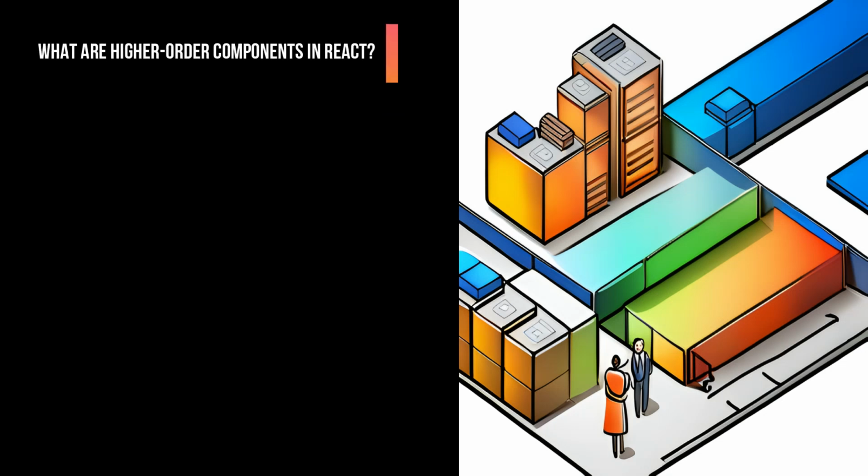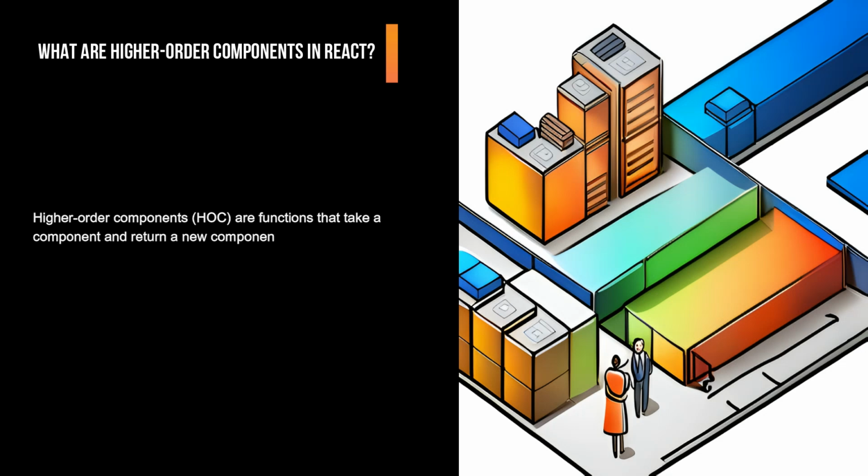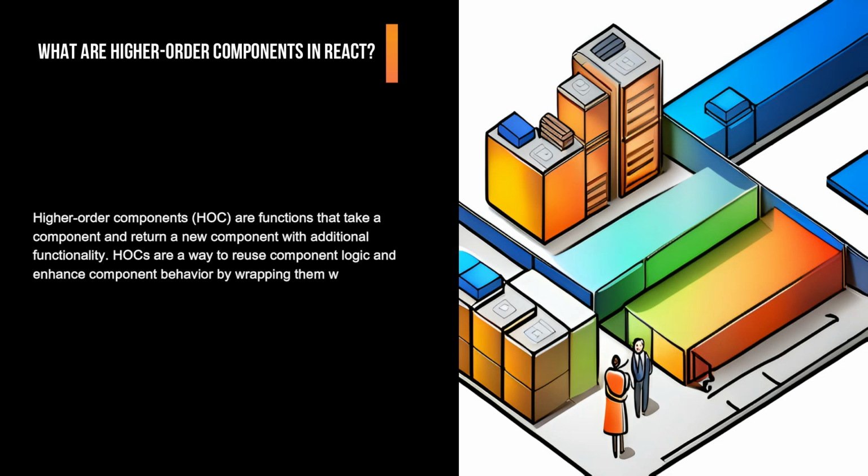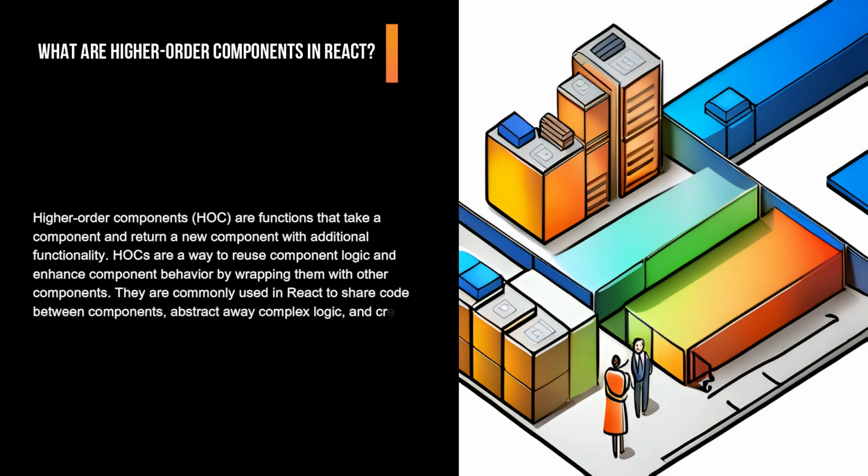What are higher-order components in React? Higher-order components, HOC, are functions that take a component and return a new component with additional functionality. They are a way to reuse component logic and enhance component behavior by wrapping them with other components. They are commonly used in React to share code between components, abstract away complex logic, and create reusable and modular code.